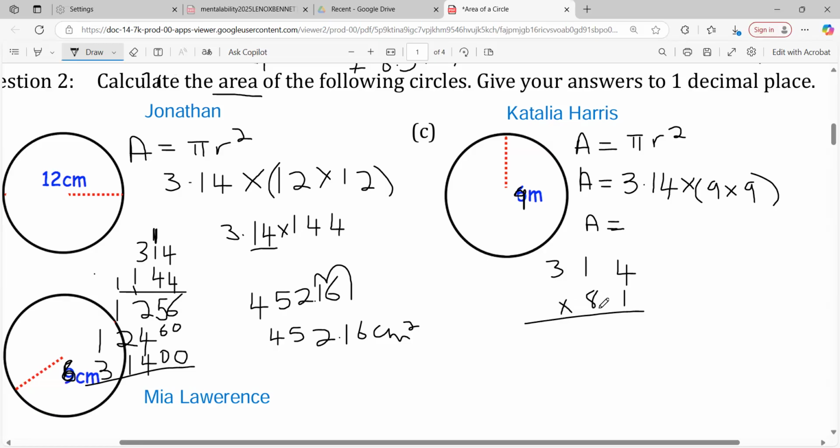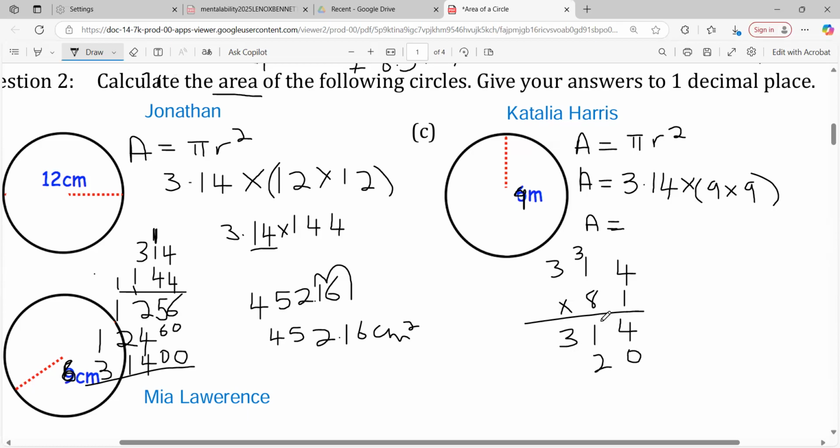1 times 4 is 4. 1 times 1 is 1. 1 times 3 is 3. You're going to put 0 as a placeholder. 8 times 4 is 32. Carry the 3. Put down the 2.